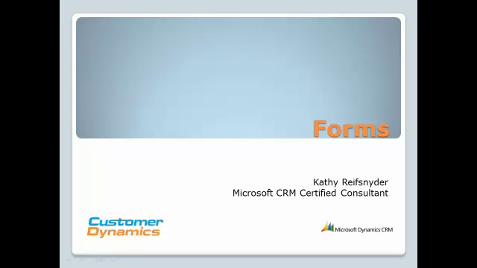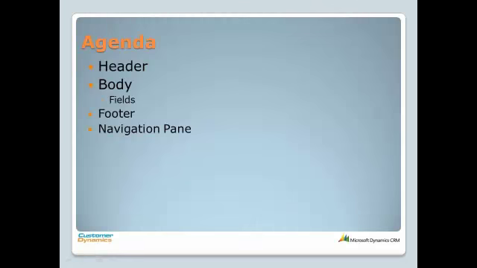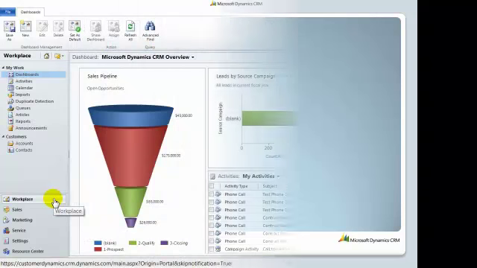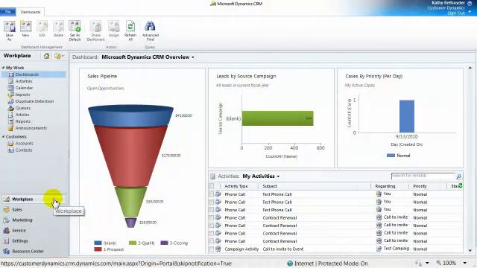I'd like to spend some time today exploring the form, sometimes referred to as the record or screen. I'll examine the layout of the form and also review the different types of fields used on the form. Let's begin by first choosing an account to open as an example. From the workplace, I'm going to navigate to the accounts located under the customer group.